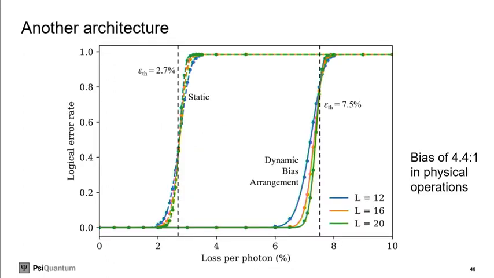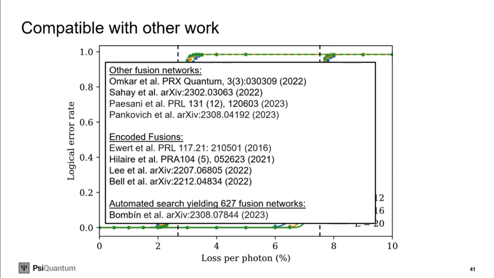One thing I'd like to mention is that, again, this is just one example of an architecture that I presented. This is the one that is closest to surface code, but you could try it with another architecture. In the paper, we took one more example of an architecture, and in that, we also got a similar close to 3x improvement. Our loss tolerance in another example went up from 2.7% to 7.5%. And one interesting thing in this particular example was that the bias in our physical operations is only 4.4:1. So it's not a lot of bias that we are actually playing with.